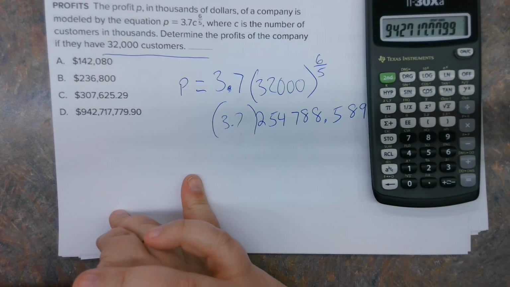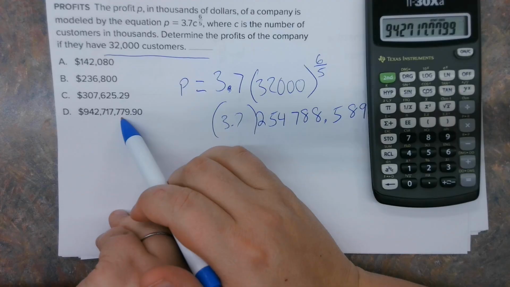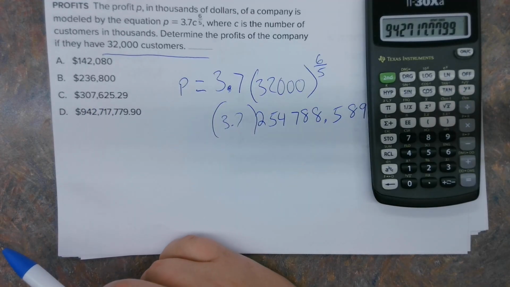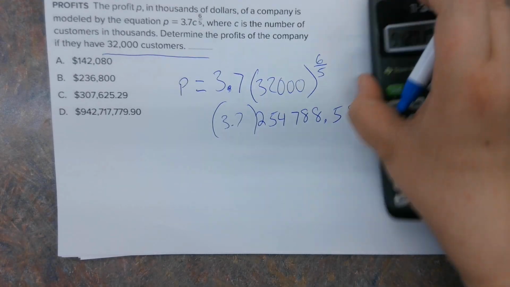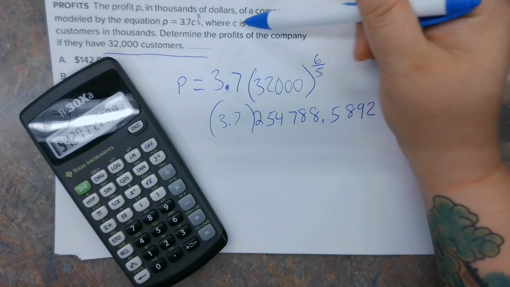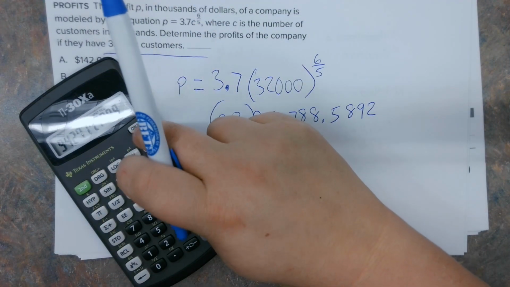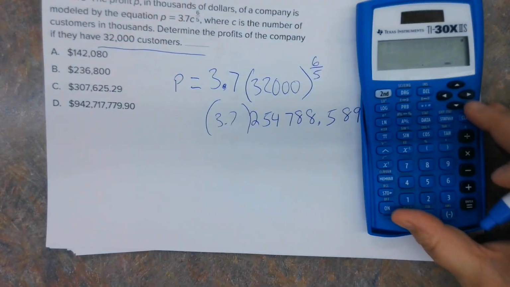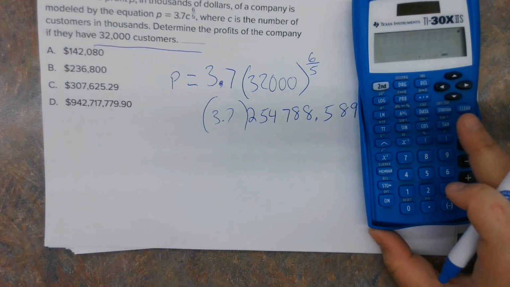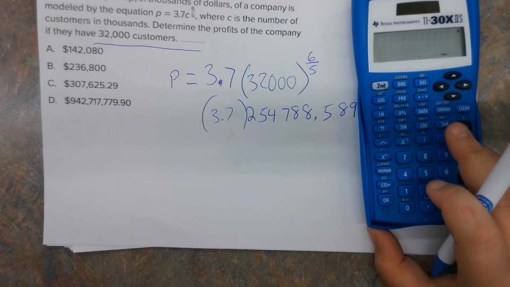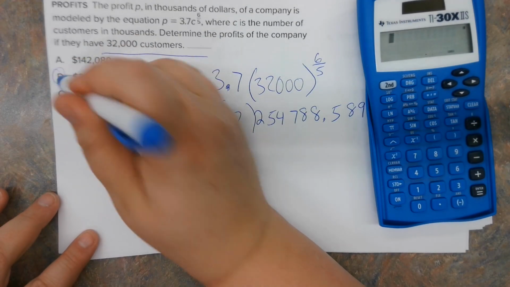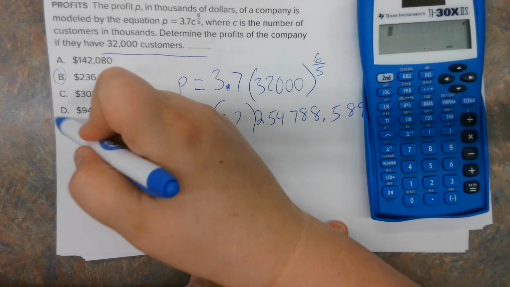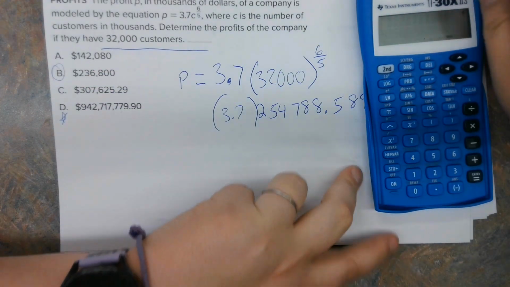Oh, guys, what did I do wrong? 9427, that would be that one, but I did something wrong. What did I do wrong? Where C is the number of customers. Let me switch calculators and try this again, because that seems really big. It does say 6 over 5. The book says the answer is supposed to be B, so let's figure out how they say the answer is supposed to be B. We just got D by doing it the same way they did it before.